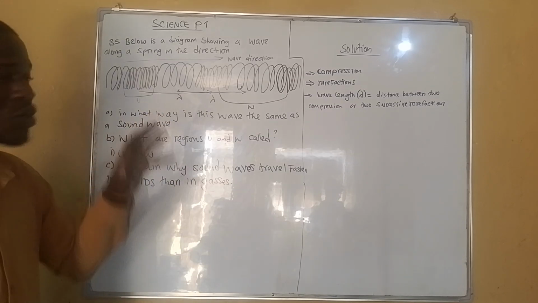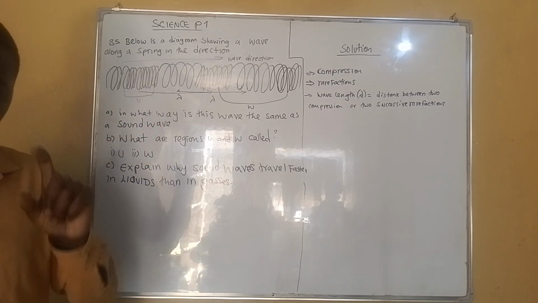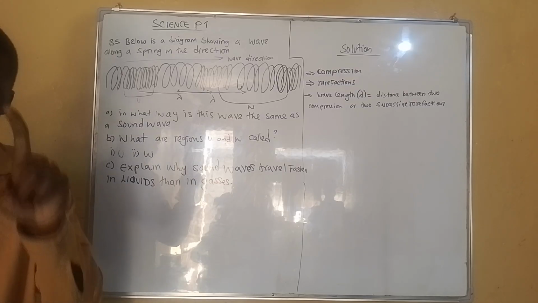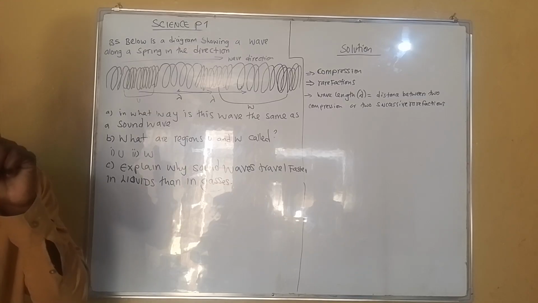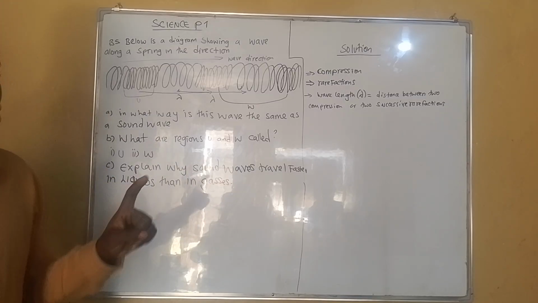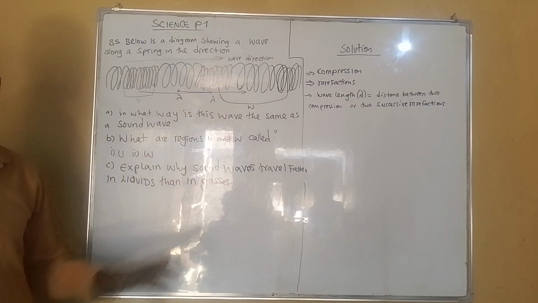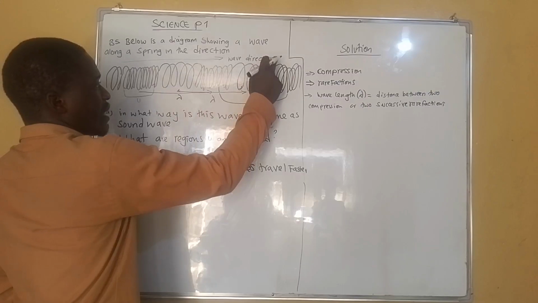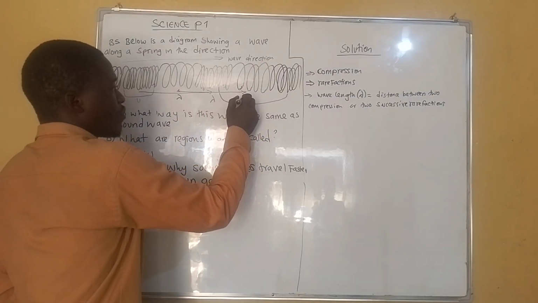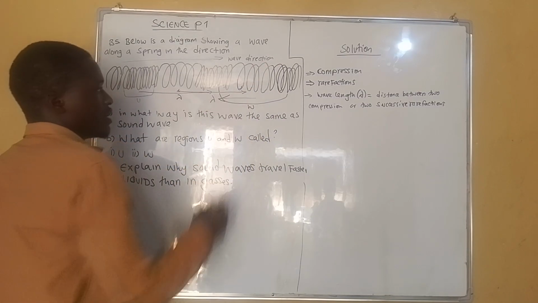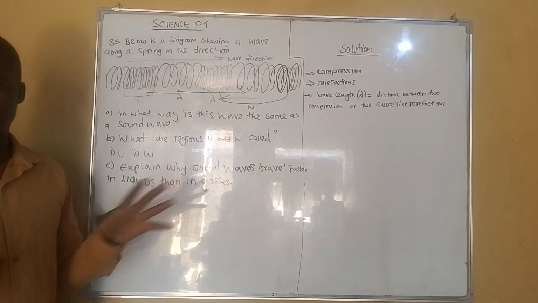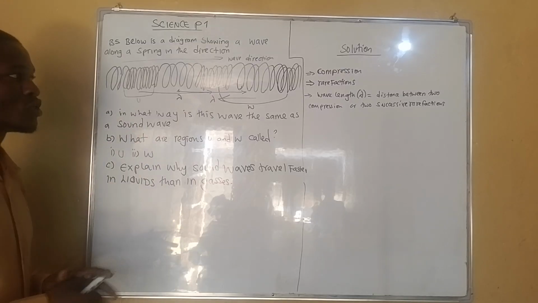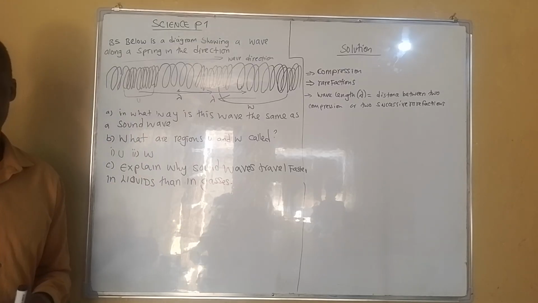Now, on longitudinal waves, the vibration of particles is parallel to the movement, or to the wave direction. So look at this. This wave is moving this side, isn't it? So where do you think the vibration of particles will be? They will be going this side, because they are parallel. And a very good example of this longitudinal wave is the sound wave. Are we together?